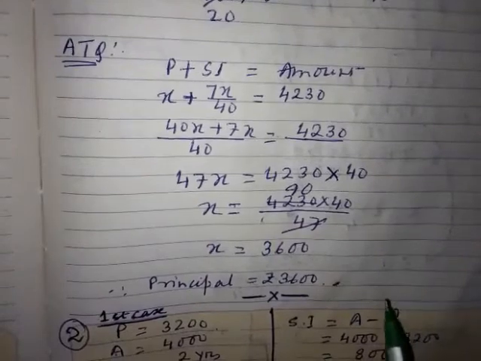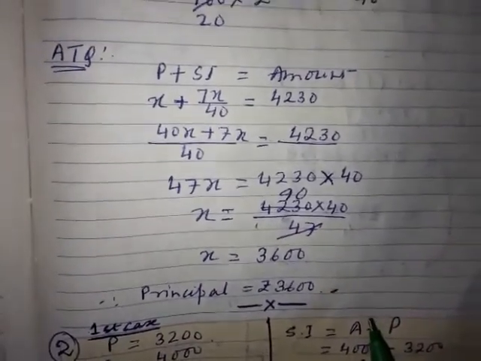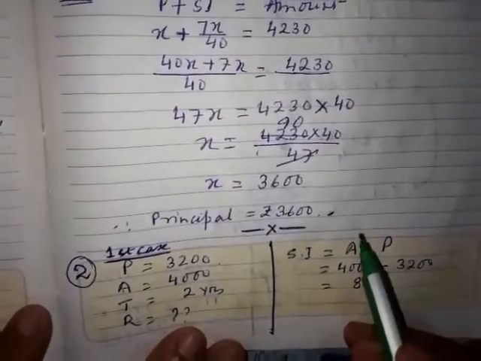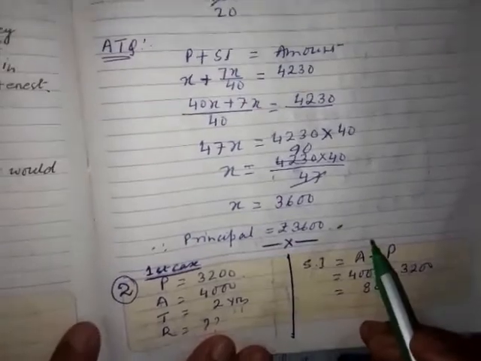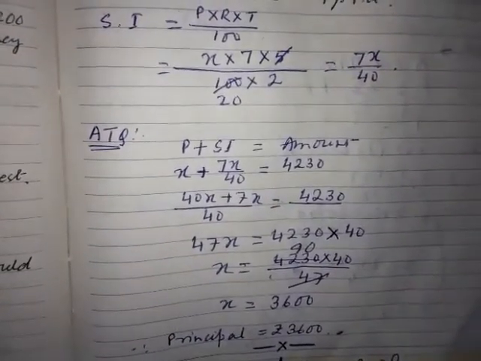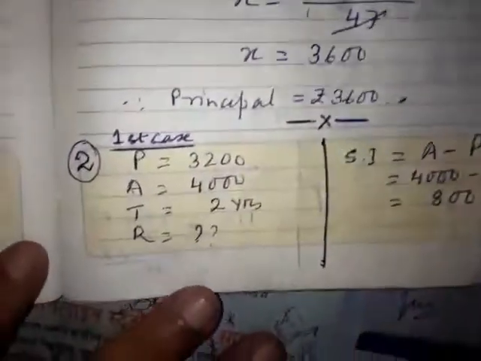Now the second question: at a certain rate of simple interest, rupees 3200 become 4000 in 2 years. What sum of money will become 7755 in 3 years at the same rate of interest? So this question has 2 parts. I had explained it the other day, and I will explain once more.